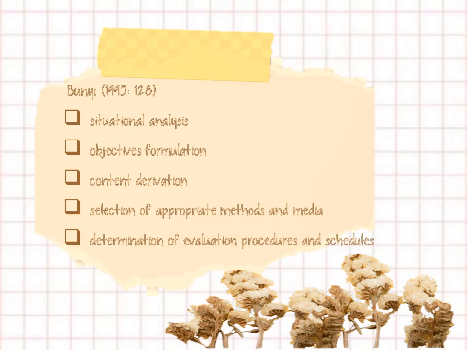Bunyi, 1995, proposes that there are five major steps in the course design process. The first is situational analysis, the second is objectives formulation, the third is content derivation, the fourth is selection of appropriate methods and media, and the fifth is determination of evaluation procedures and schedules.